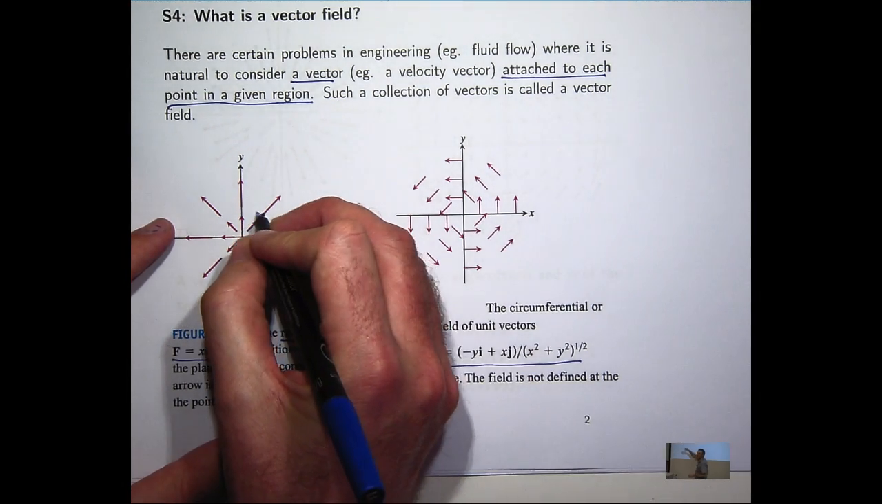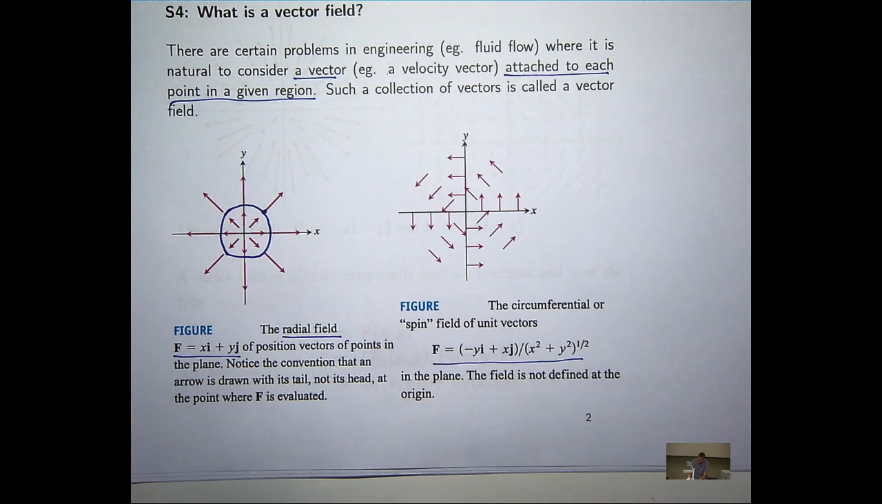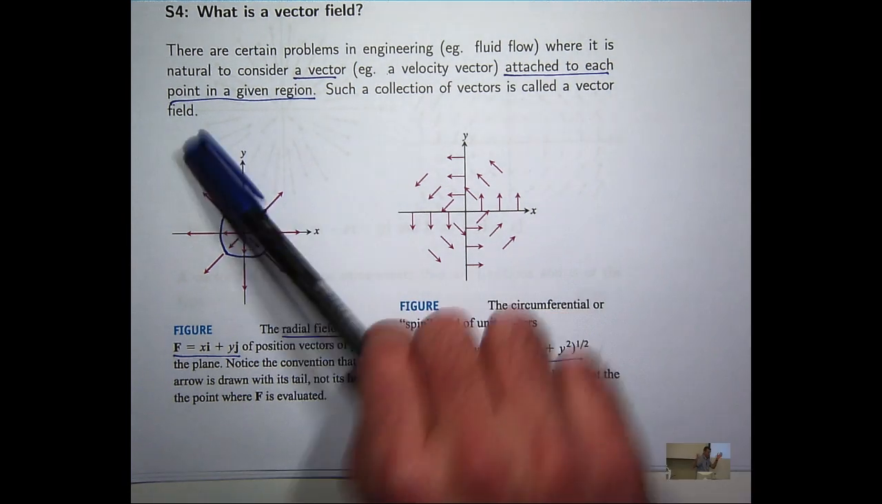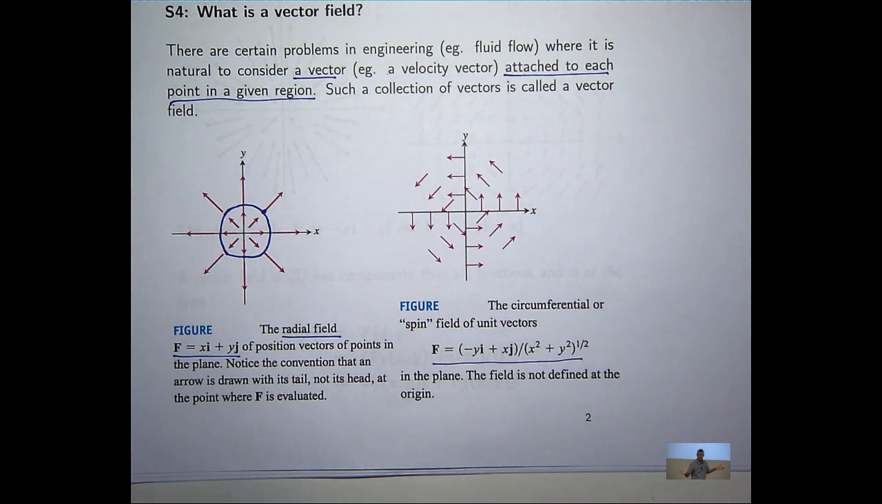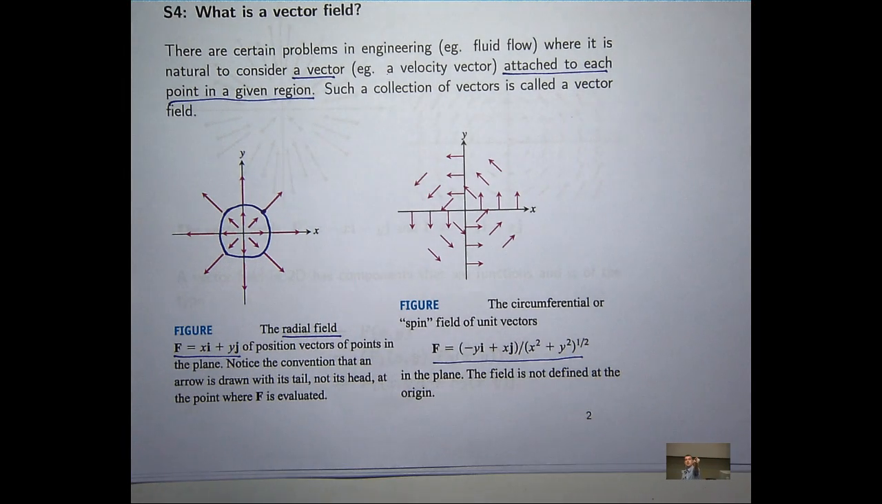Well, let me draw in a little picture. If I was drawing a circle with, say, some radius, in this case the radius is going to be something like √2, you'll see that all the vectors on that circle have the same magnitude. Okay? So they're all pointing away from the origin, right? You can see on that circle, all the vectors have the same magnitude, the same length, and they point away from the origin.